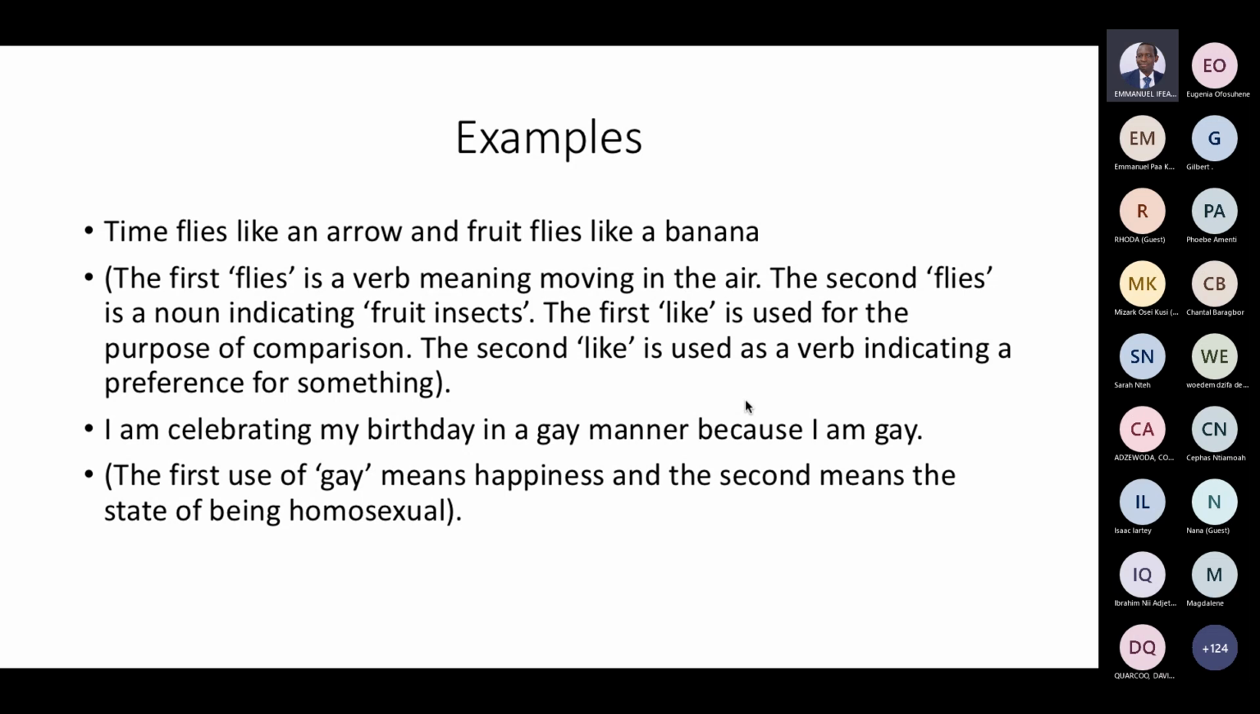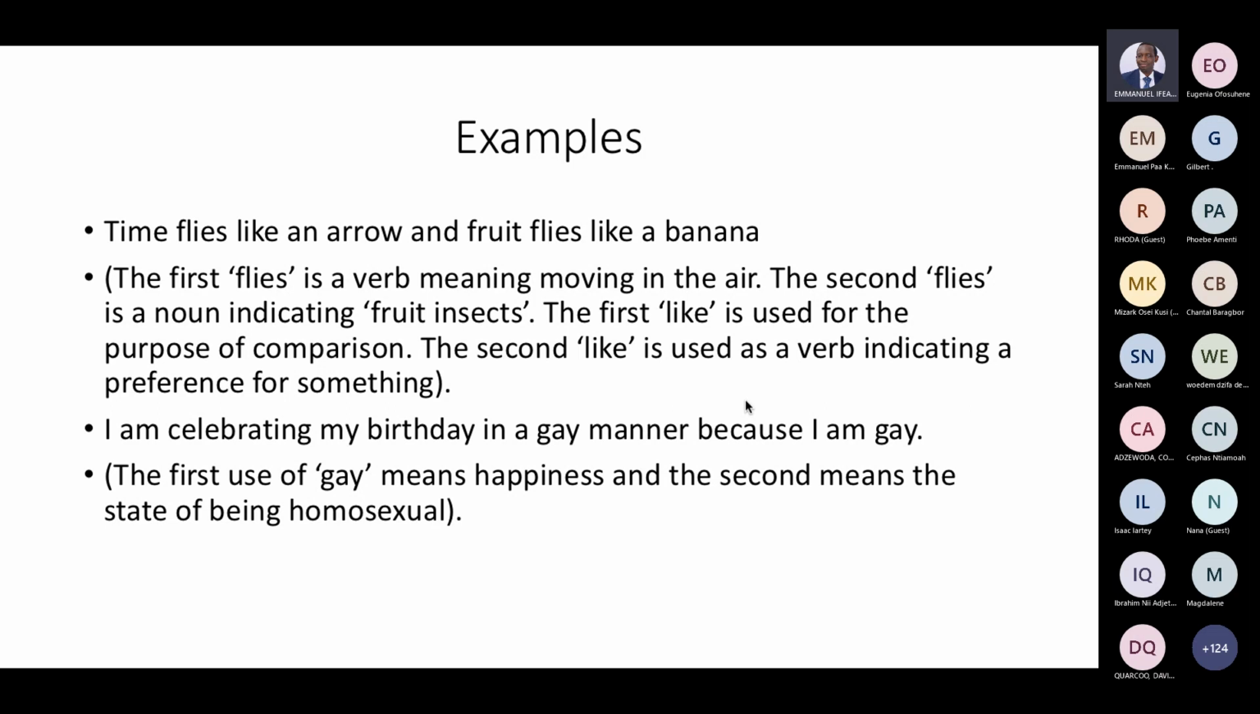The first flies is a verb meaning moving in the air. And then the second flies is actually a noun indicating fruit insects. So fruit flies are a type of fruit insects. And then again, the first like is used for the purpose of comparison. So time flies like an arrow. So it tells you that time flies as fast as an arrow flies. So the first like is used for the purpose of comparison. And then the second like is used as a verb indicating a preference for something.